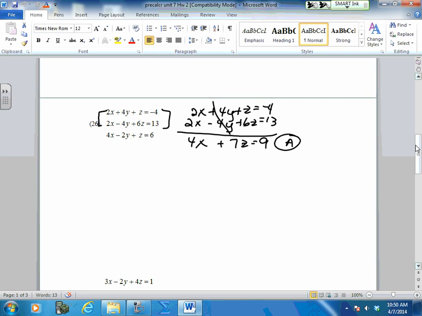Okay, let's use this one with which one? And the first one. Okay? He's going to do the first and the third. And that makes sense because he's eliminating y. This way his y's have opposite signs. Good one to pick.